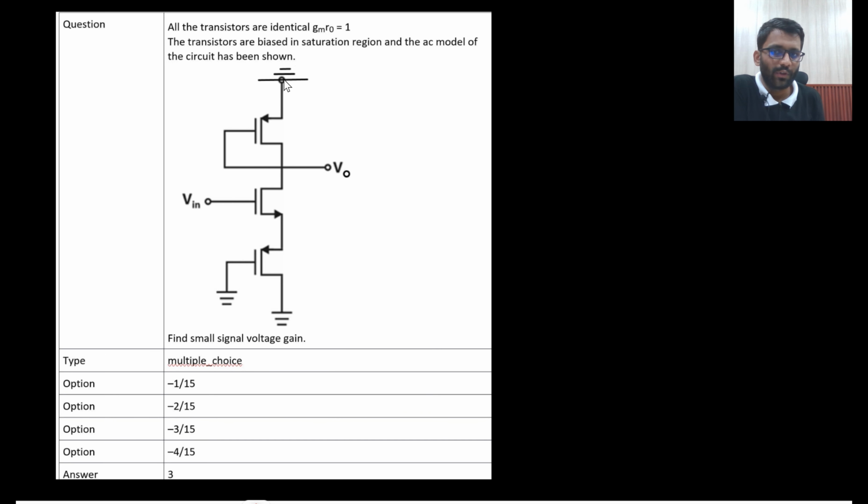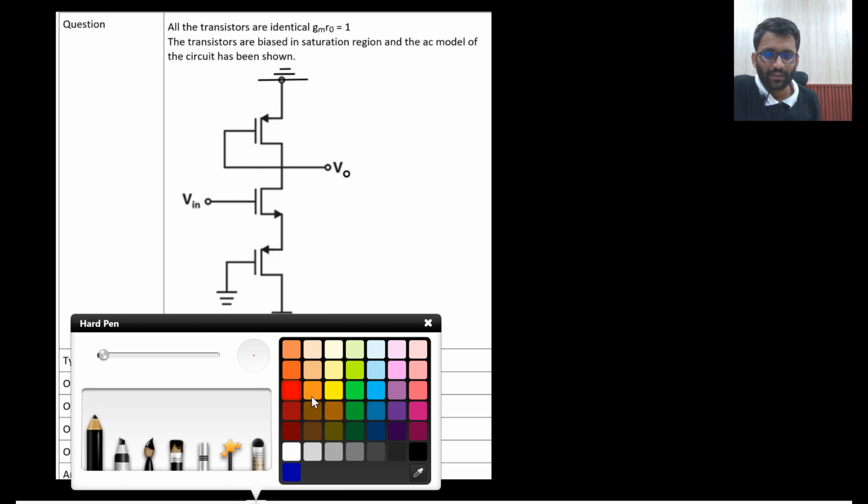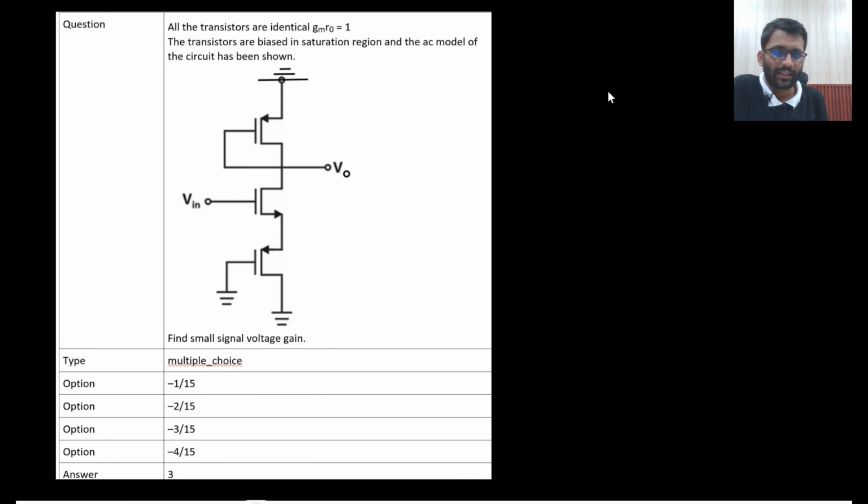From V0 to ground, what do you see? 1 by Gm parallel with R0, right? From V0 to ground, I see one resistance, that is 1 by Gm parallel with R0. So I am denoting it with R. From V0 to ground, that is 1 by Gm parallel with R0.